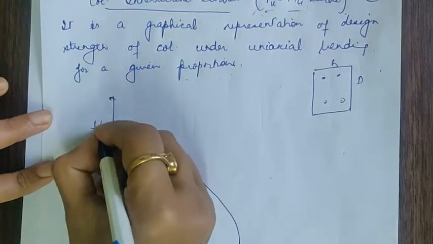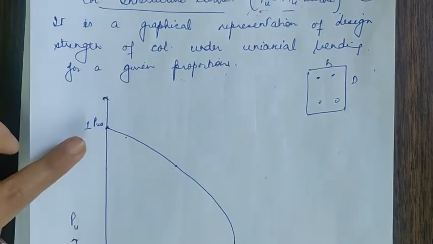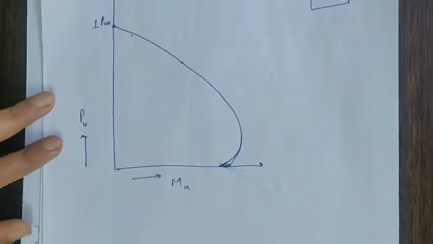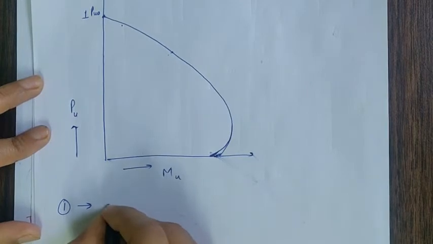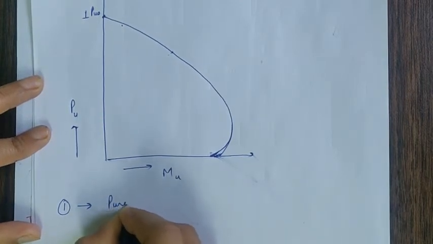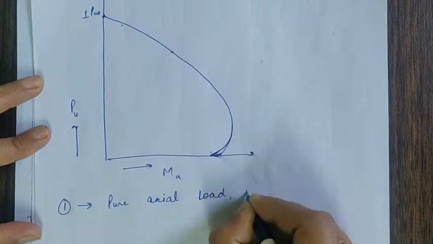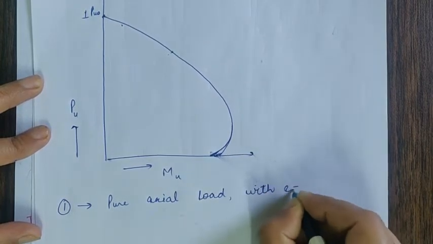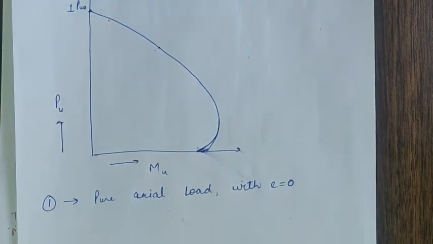So point number 1 indicates the maximum load the column can take when there is no moment. So it means point 1 corresponds to the point where it is pure axial load, that is with e equal to 0. Is it okay? But now, what does the code say?